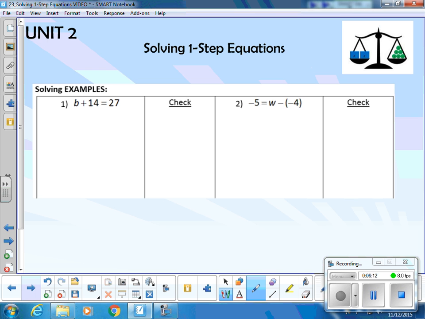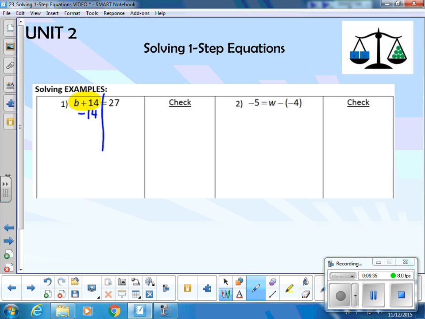So if you look at our first example, we want to start on the side with the letter. So that means I'm starting on this side that says b plus 14 equals 27. Basically, I look at what's being done. I have a positive 14. The inverse of a positive 14 is a negative 14.